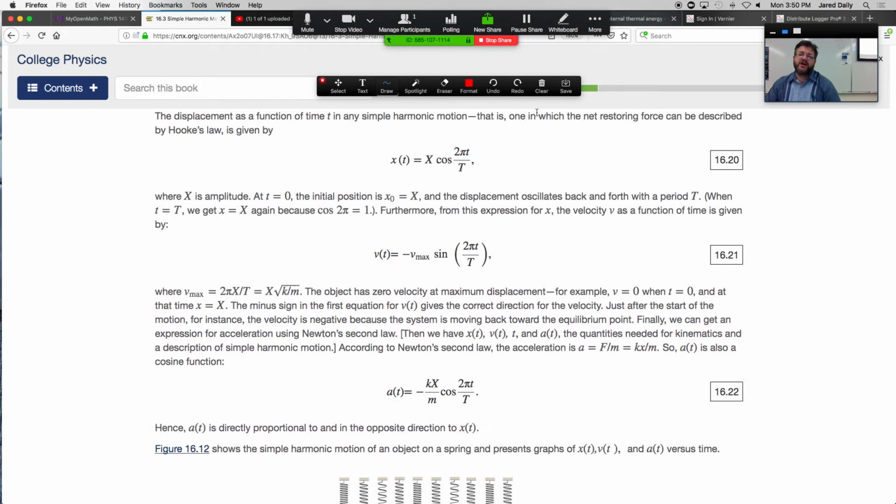Just like it does here, we start off with cosine, we go to sine, and then we go back to cosine. But notice that we started with a positive in front of here, then we ended up with a negative in front of the velocity and a negative in front of the acceleration. So if your first function is positive, then your next two are going to be negative. If your first function is negative, the next two are going to be positive. There are patterns to look at here.